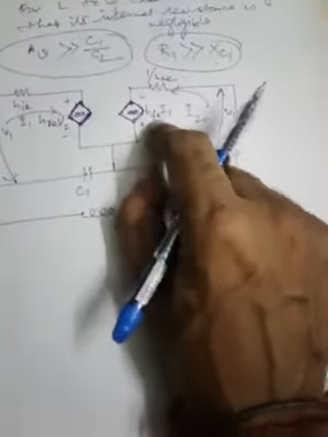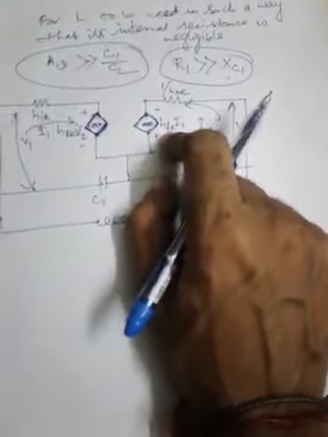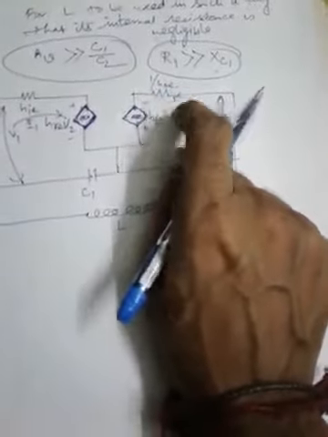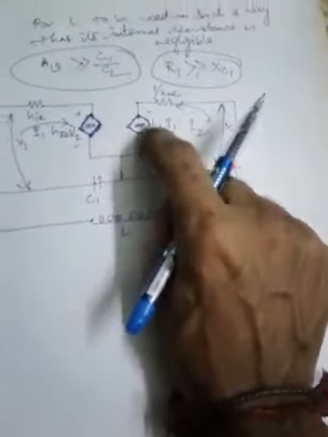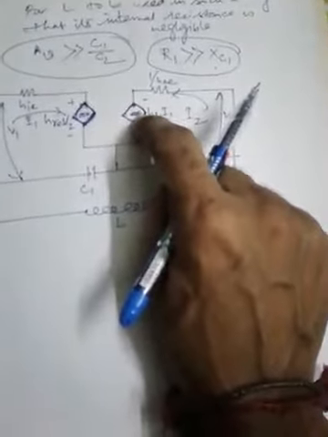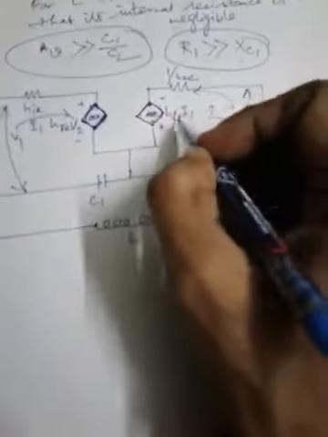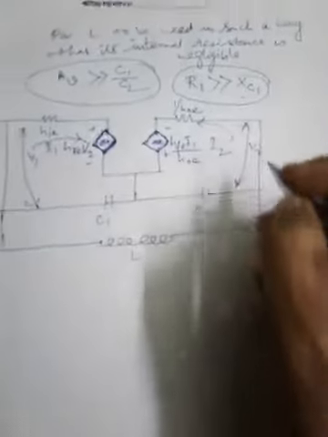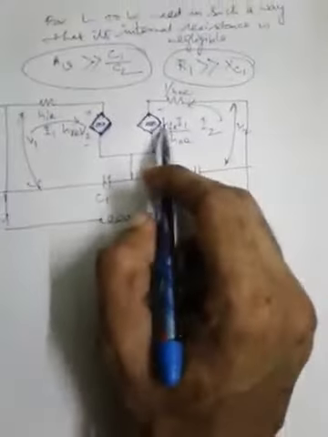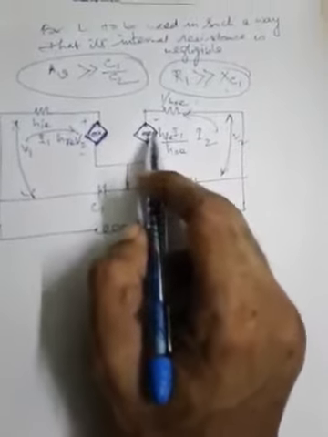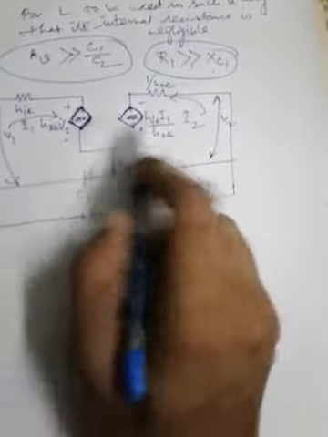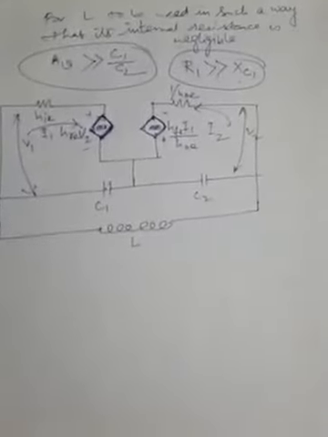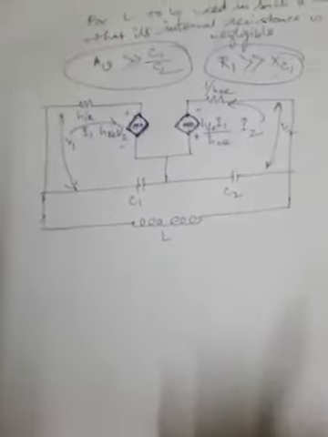If this is the value of current and it is multiplied by the resistance, that means 1 by hoe, it should give you the voltage. So this current source can be equivalently represented as a voltage source having value hfe I1 into 1 by hoe, so it is hfe I1 by hoe. This is nothing but the current source in the right loop converted into a voltage source. So these two are dependent voltage sources. This is the h parameter model of the AC equivalent circuit of the Colpitts oscillator.